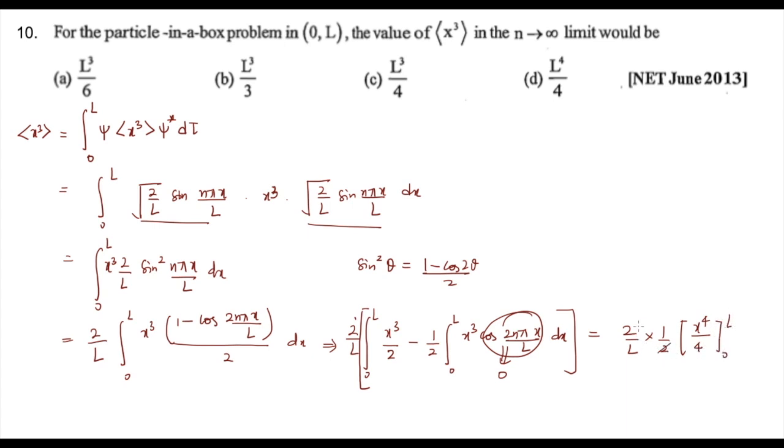So this 2 is going to cancel out with this 2, and now you are going to get 1 by L, and you just have to substitute the upper limit. Upper limit will be L, so L to the power 4 divided by 4 minus 0, as the lower limit will be 0. This L is going to cancel out one of the L. The answer will come out to be L cube upon 4.